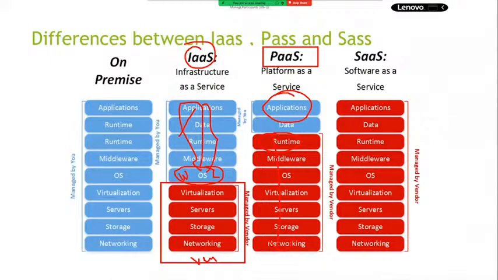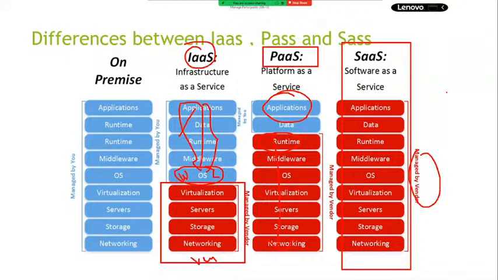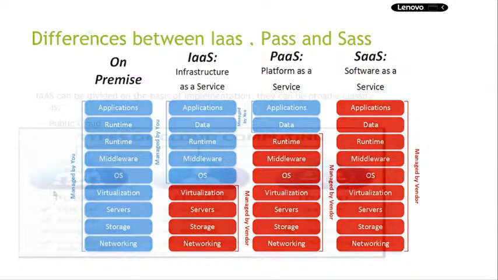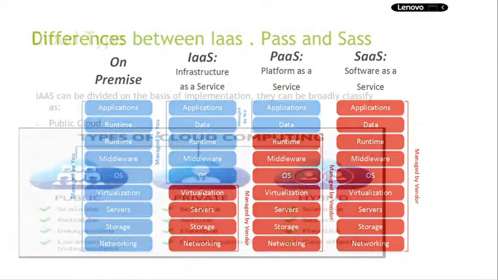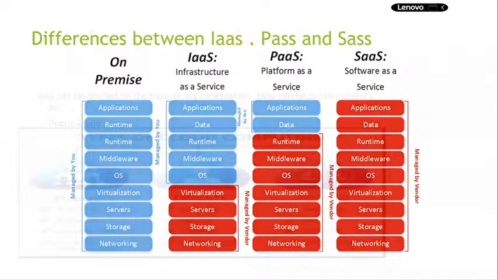Next, software as a service. Nothing is in your hand. Everything is managed by the vendor. You just have to consume whatever they have provided. That's it. That is the difference between on-premises and cloud computing. Next, these are the types of cloud.